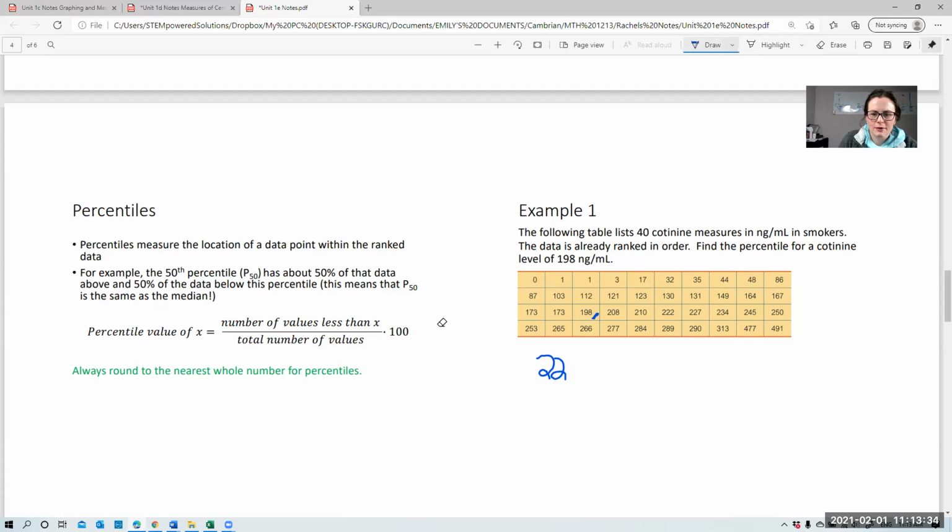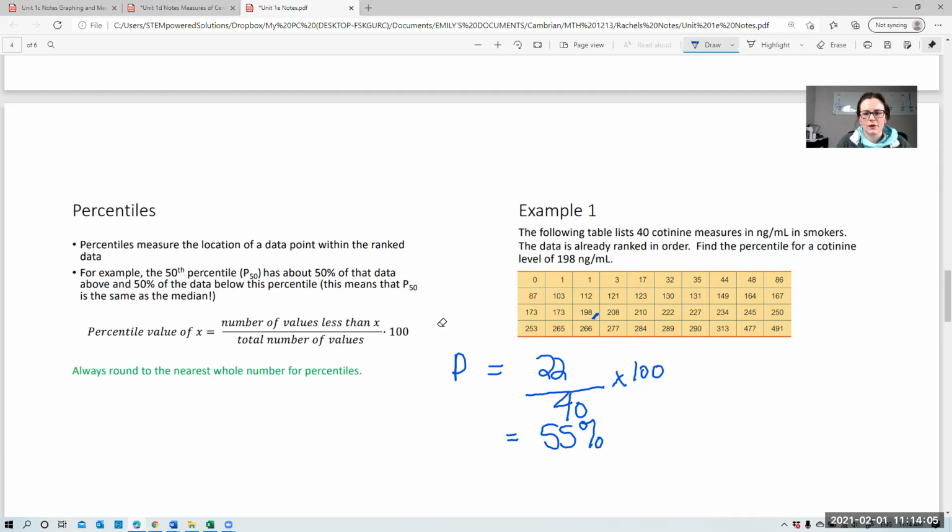198, right? So the percentile value is equal to the number of values less than X over the total number of values. So there's 10, 20, 30, 40 values in total. And then we multiply that by 100. So 22 over 40 will give us the percentile of 198. So 198, 22 divided by 40 is equal to 55 percentile.